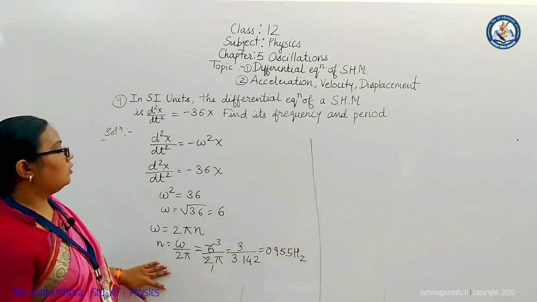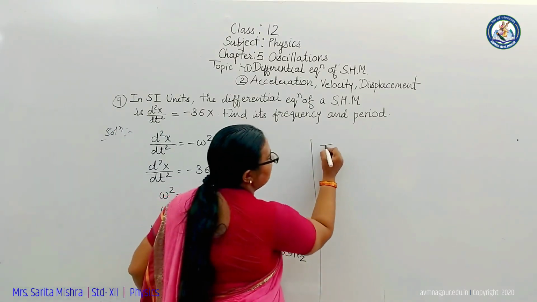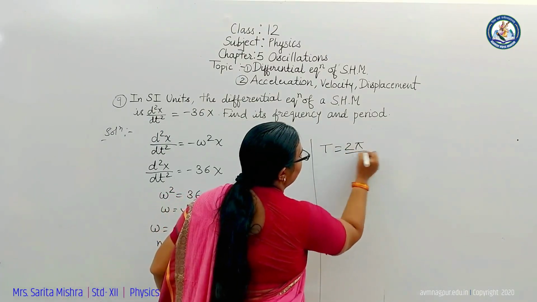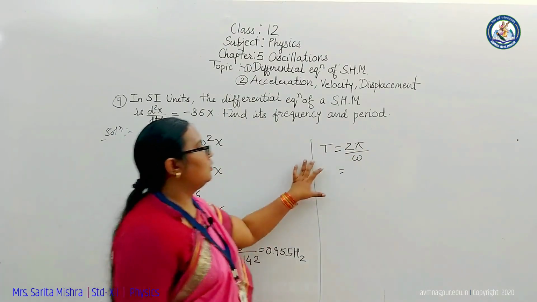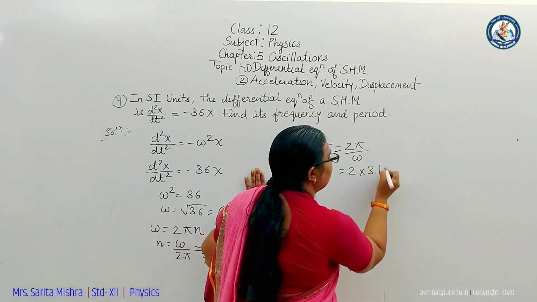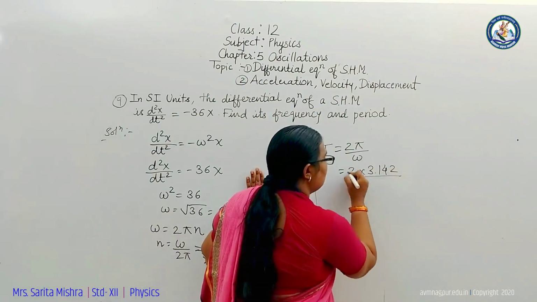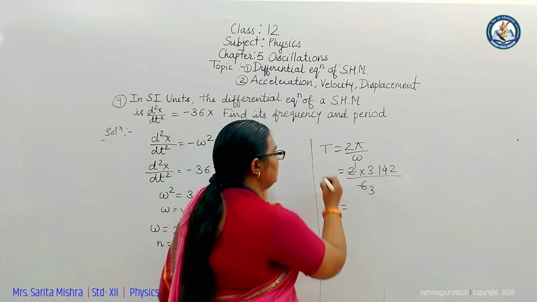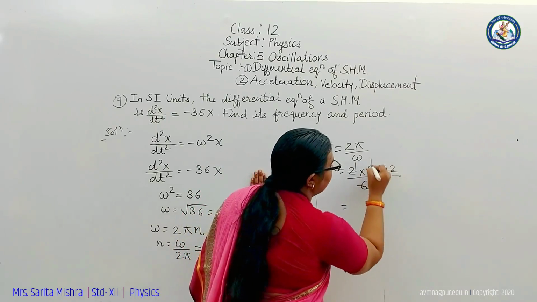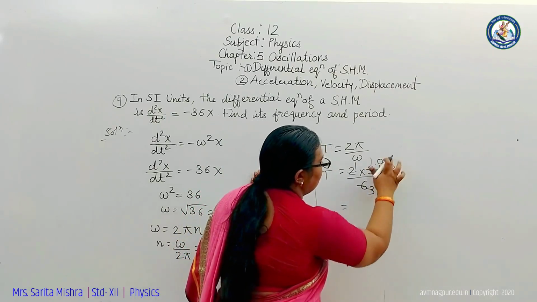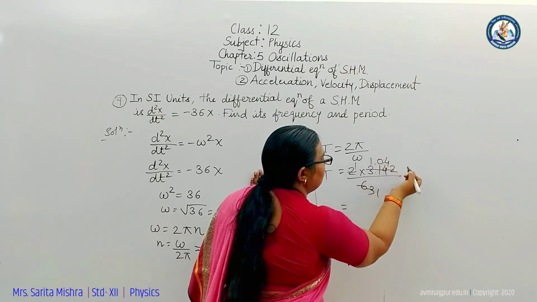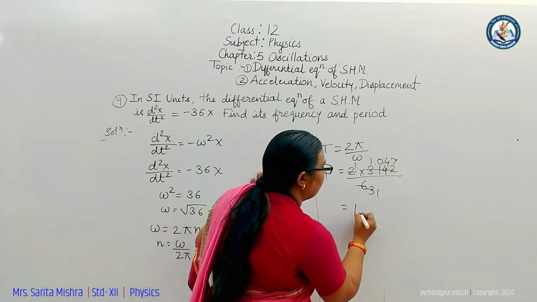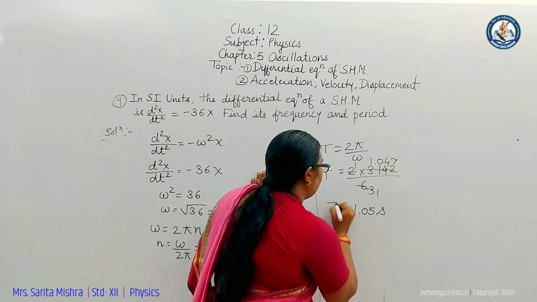Now let's find the period value. Period T equals 2π by ω. π is 3.142 and the value of ω is 6. 2 1s are 2, 2 3s are 6. Now after dividing this, 3 1s are 3, 3 4s are 12, 3 7s are 21, then after rounding this figure we get 1.05 second, because this is the period.